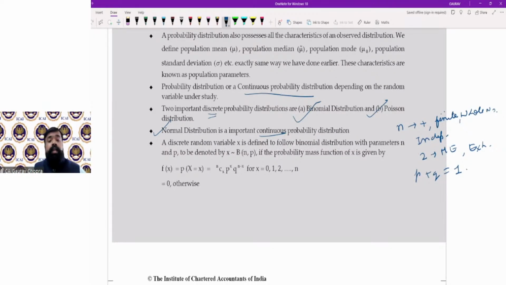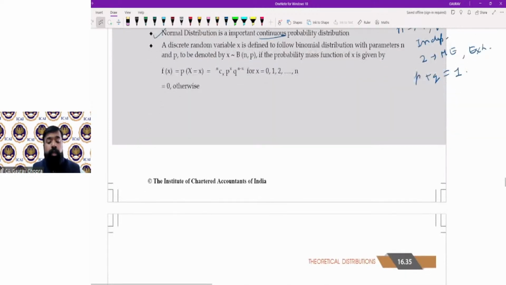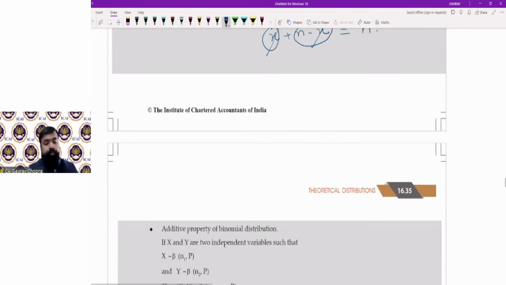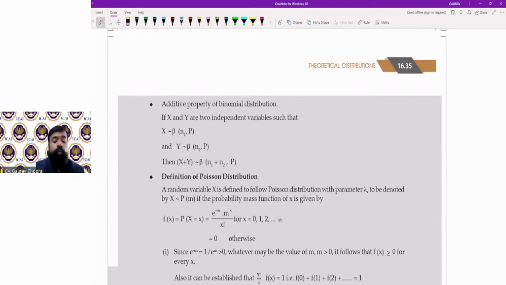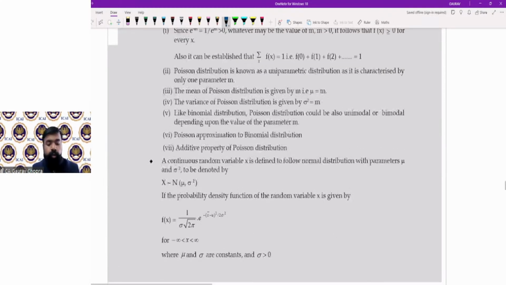Then after that, we have seen the four formulas. One is the formula for probability, nCx, P to the power of x, Q to the power of n minus x, where the value of x lies from 0 to n. And the sum of powers is always equal to n. This is the power of P, this is the power of Q, so x will get cancelled and you will get the result n. Then if X follows binomial distribution and Y follows binomial, then X plus Y will also follow binomial distribution. So all these we have covered.